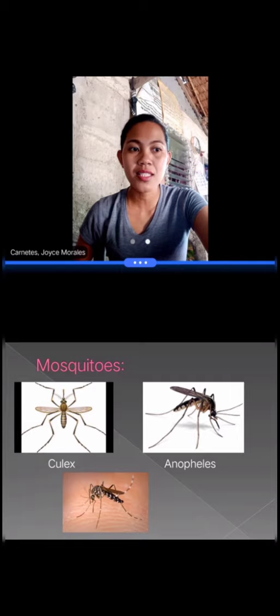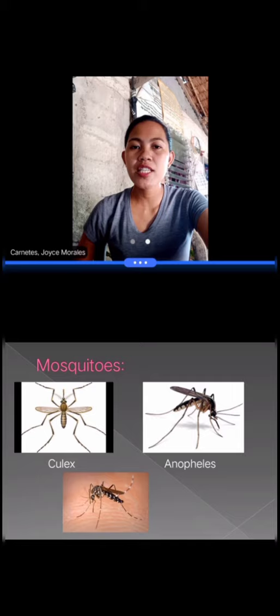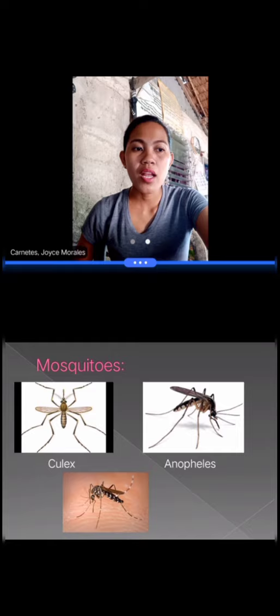Egg laying usually occurs in water containing heavy vegetation. Last is the Aedes. The Aedes carries pathogens that cause yellow fever, dengue, Zika fever, as well as encephalitis. The eggs are laid in flood water, rainfalls, or salt marshes, and the eggs are capable of withstanding long periods of dryness.